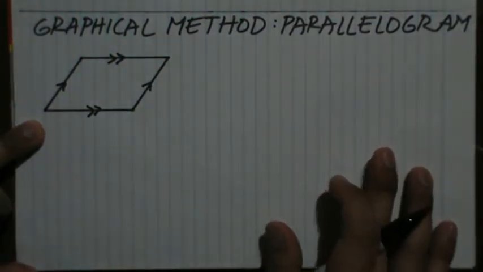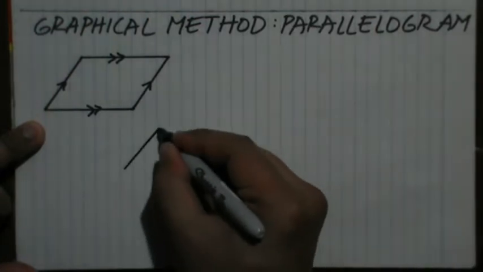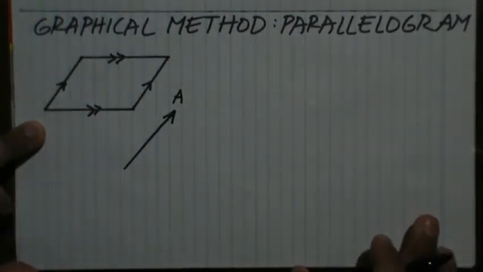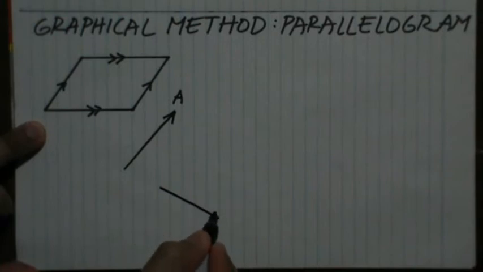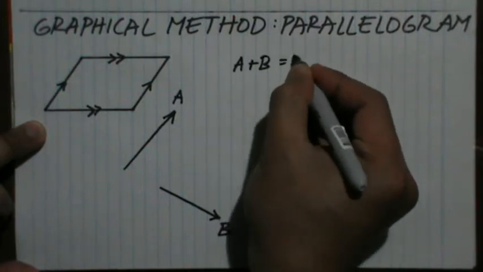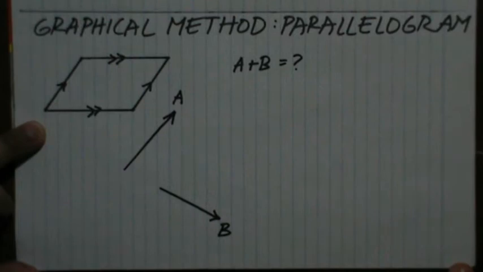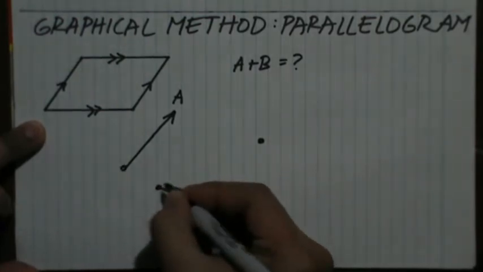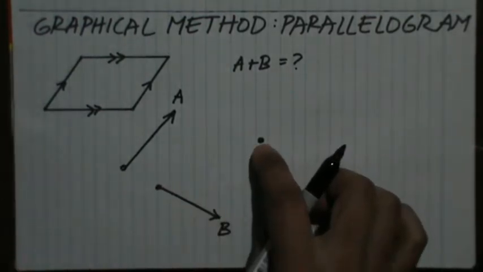So now if you have two vectors, let's say this is the first vector A and this is the second vector B. Now how do we add these two vectors, A plus B? Now I will show you how to do the vector addition using this method. So first we have to put their tails together at the same point here.